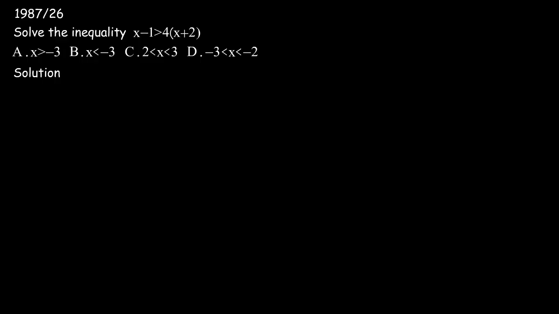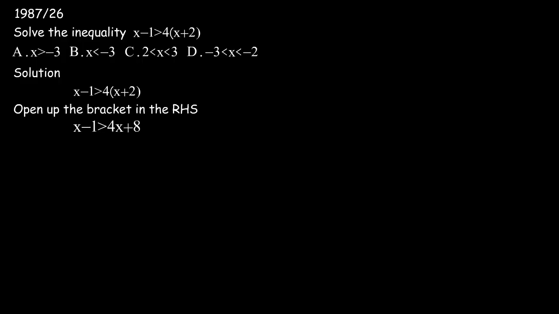We have another question from 1987. It states: solve the inequality s minus 1 is greater than 4 into s plus 2, and we're given the options. For our solution, s minus 1 greater than 4 into s plus 2, we are going to open the bracket on the right hand side, and when we do that, it becomes s minus 1 is greater than 4s plus 8.